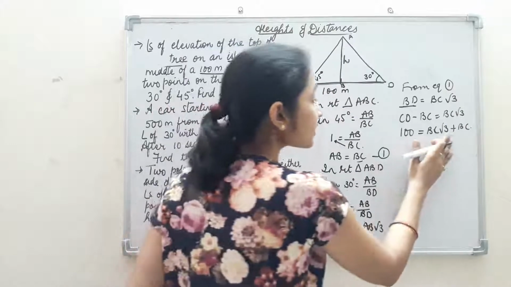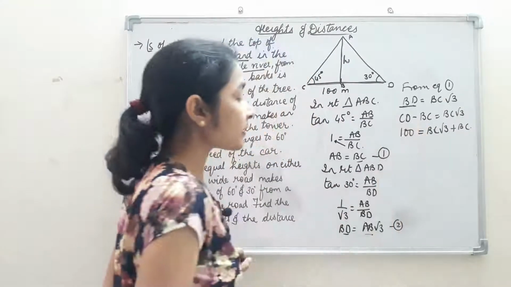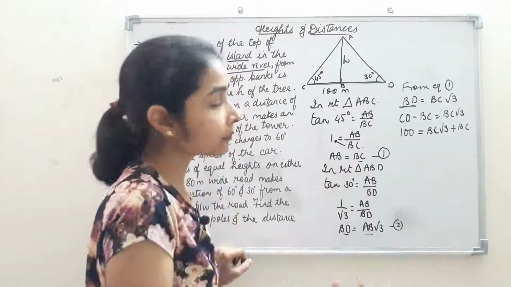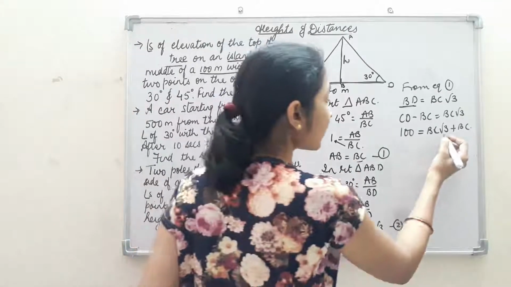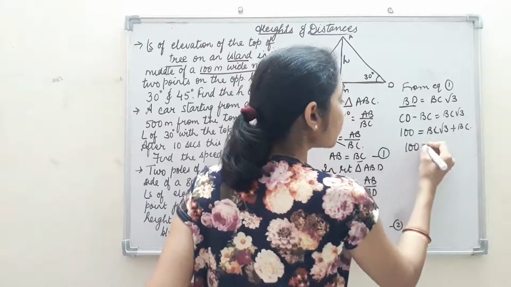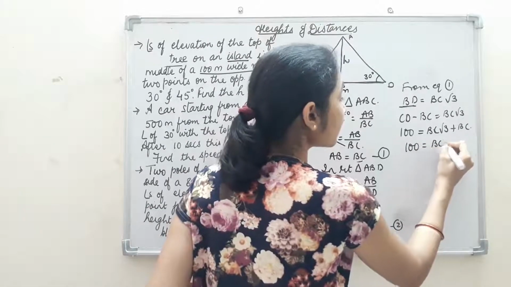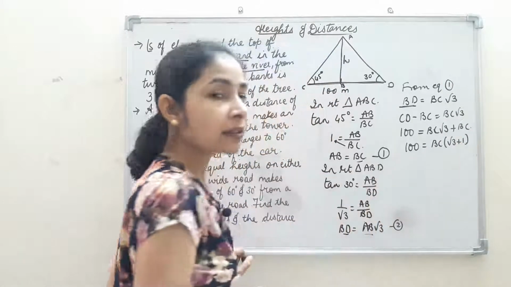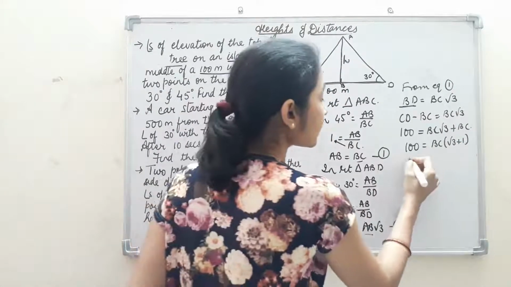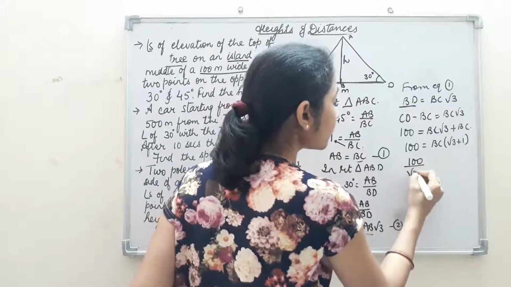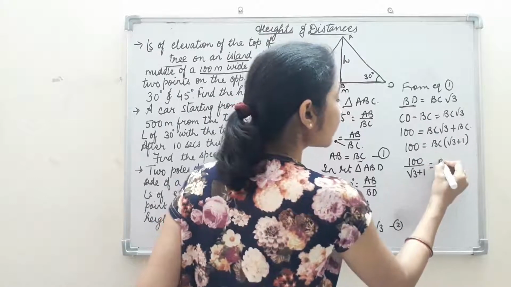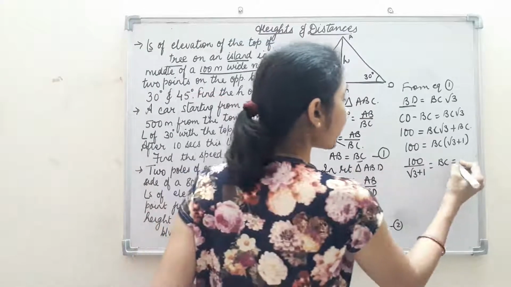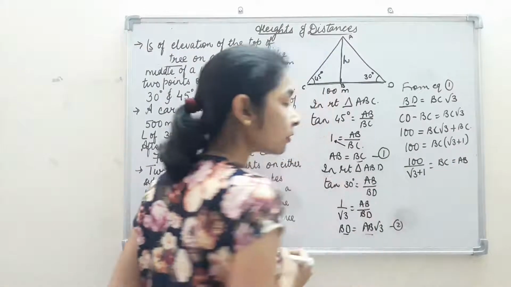Okay, now here I can take BC as common. Now as I get the value of BC, that will be equal to AB, and I will get the height of the tree. So here I will take BC common, then what do I get in the bracket? BC bracket root 3 plus 1. Now this root 3 plus 1 I'll bring here on the LHS. 100 upon root 3 plus 1 is equal to BC, and BC is equal to AB. From 1 I also get it as equal to AB.